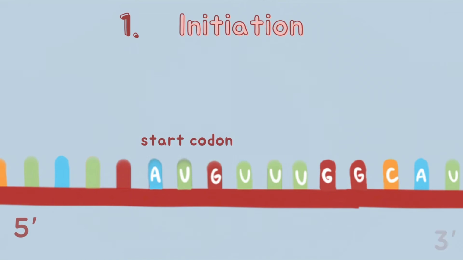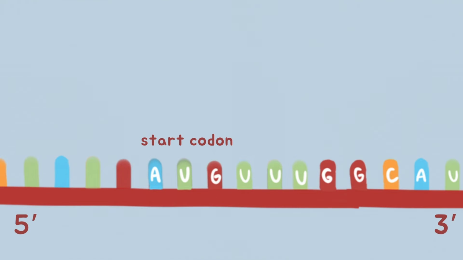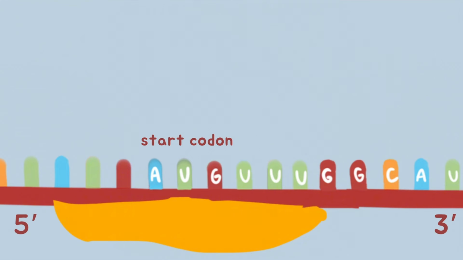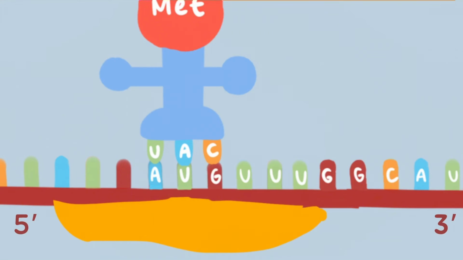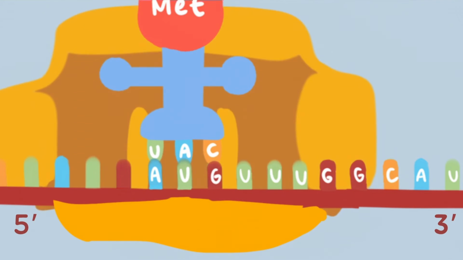It begins with initiation, where the mRNA binds with a small ribosomal subunit upstream of the start codon, which is AUG. A special initiator tRNA molecule carrying the amino acid methionine binds to the start codon on the mRNA. This triggers the large ribosomal subunit to bind, forming the translation complex. The initiation process is completed here.